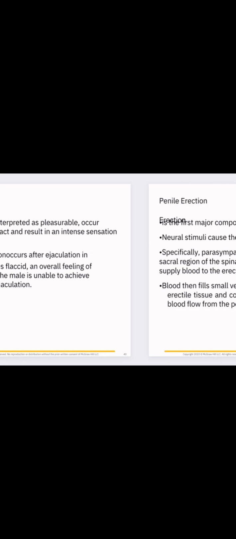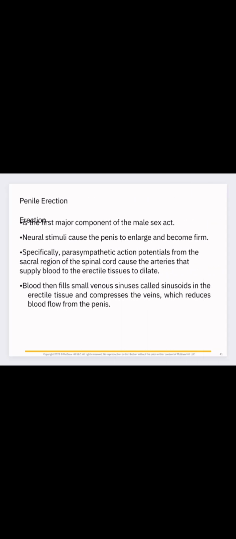Male sex act 2. Sensations, normally interpreted as pleasurable, occur during the male sex act and result in the intense sensation called an orgasm. A phase called resolution occurs after ejaculation in which the penis becomes flaccid. An overall feeling of satisfaction exists and the male is unable to achieve a second ejaculation. Penile erection is the first major component of the male sex act.